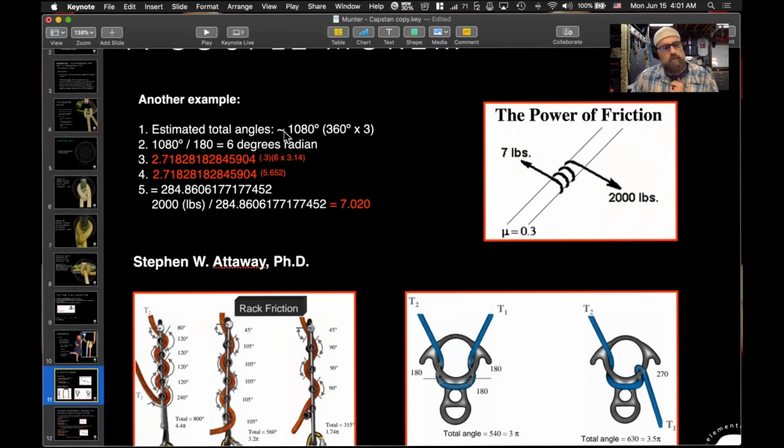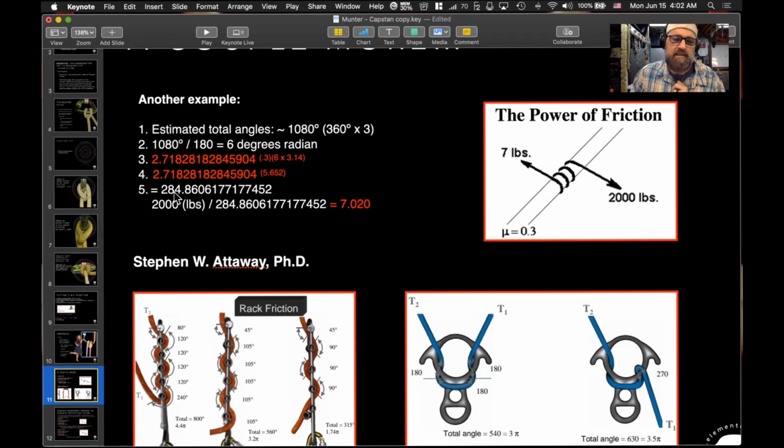So when we work that out, we do exactly what we did before. We have 3 turns of 360 degrees, which comes out to roughly 1080. We take that 1080 and divide it by 180, and we get 6 radians of pi. Now we go through and plug those numbers in. Here's Euler's constant, which is already provided in our calculator, so we don't have to worry about that, but I'm just showing you the longhand. We know the coefficient of friction is 0.3, so that's plugged in there as an exponent. The other exponent has got to get pi taken out, so we go 6 times 3.14. Then we multiply those together and we get 5.652.